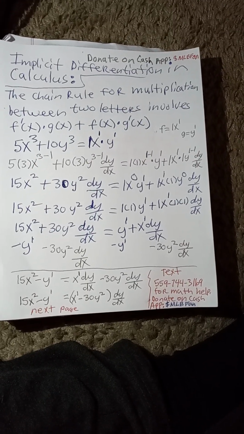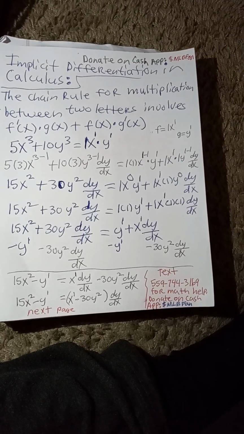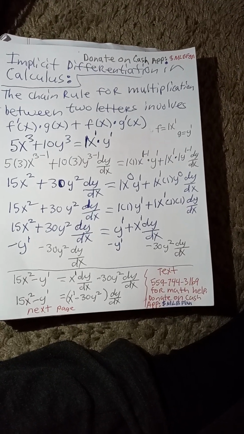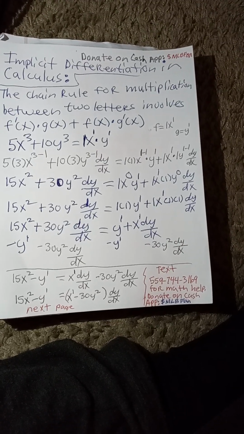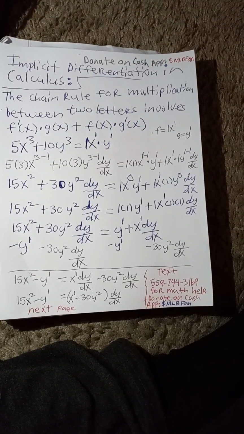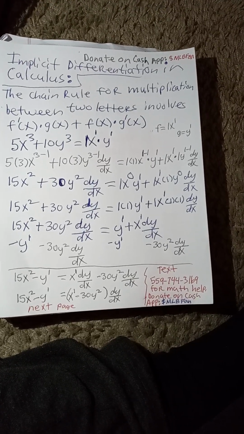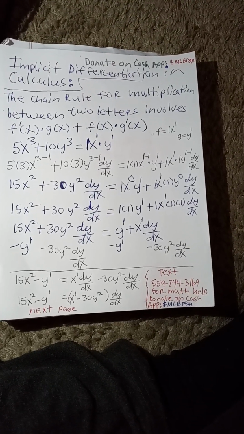So this will break down to 15x to the second power plus 30y to the second power dy divided by dx is equal to 1x to the 0 power y to the first power plus 1x to the first power times 1 times y to the 0 power dy divided by dx.